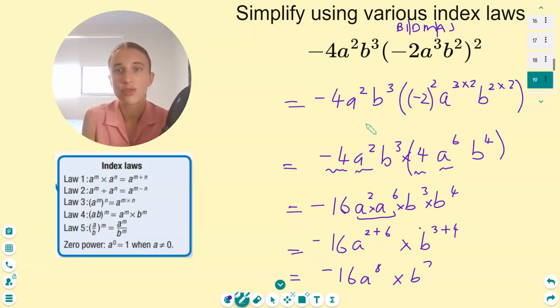That's the end of the video. In the next video, we're going to be checking out things with fractions. And they actually use like most of the index laws. And then in the video after that, we're going to look at negative indices. But we'll cross that bridge when we come to it.